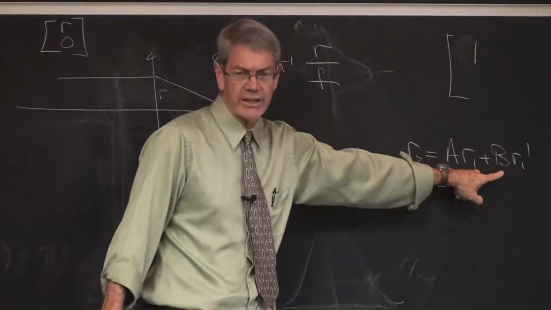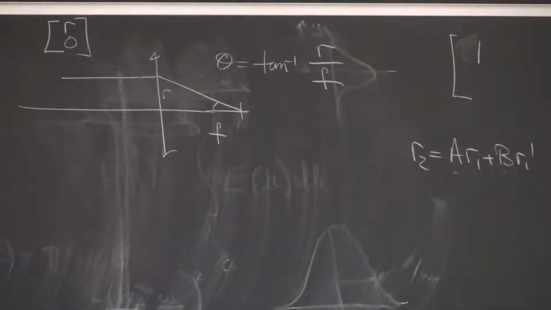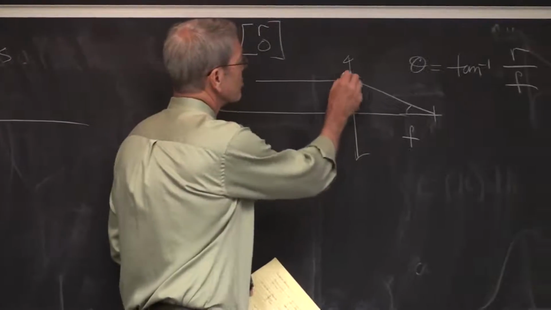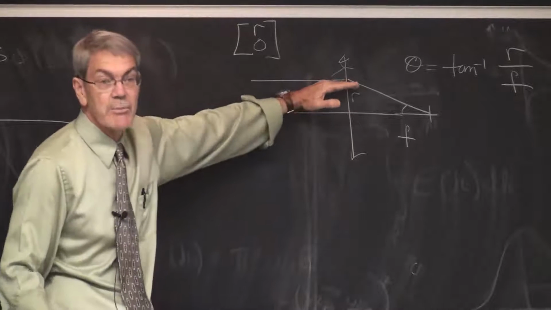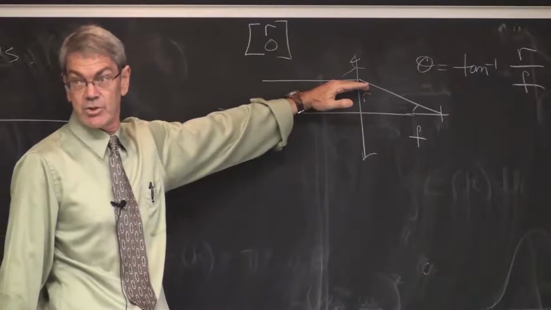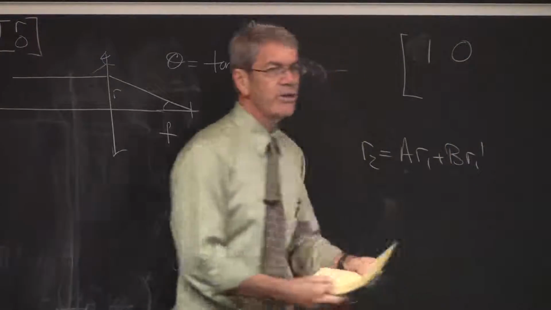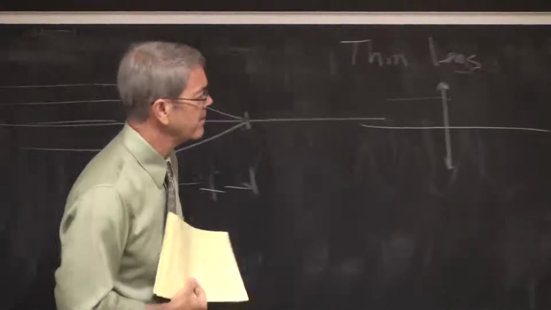How about B? Can I take a guess on B? What do you think B is? 0. Yeah. Does it matter if this ray comes in like this or like that? It doesn't matter what angle it comes in, it always leaves at the same height on the other side. Does that make sense? So I can look at that and say B is 0. There's no question about it. We can go through the math and do it too, but sometimes you look at these things and say, ah, that's easy.